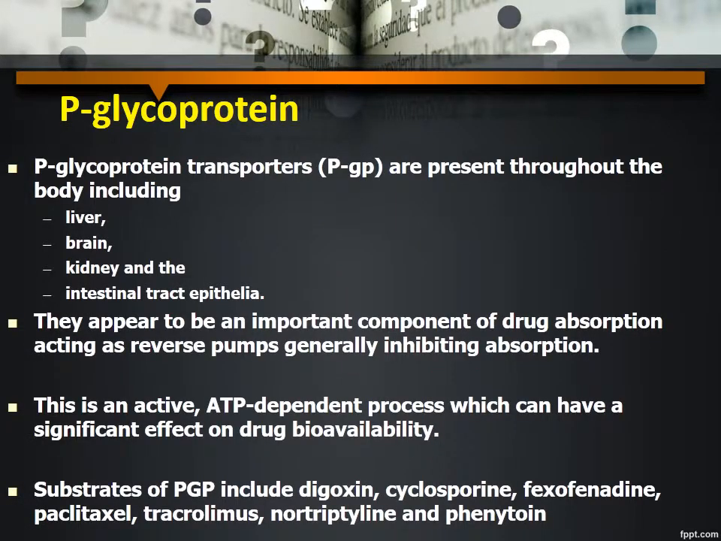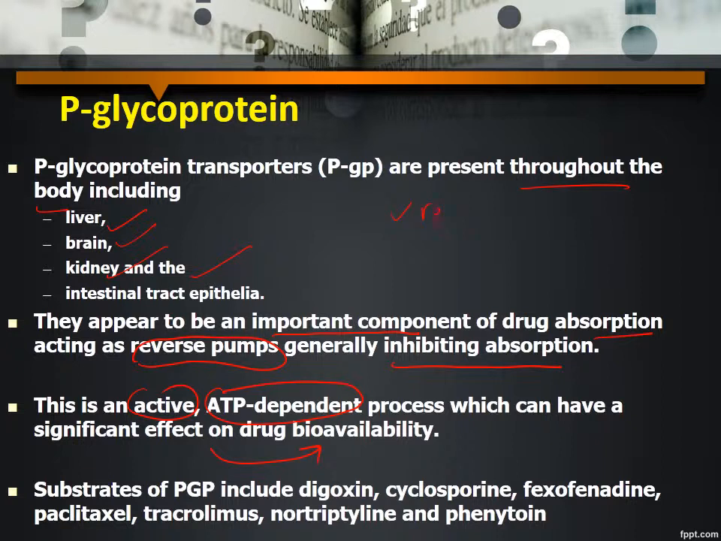P glycoprotein transporters are present throughout the body, including those in the liver, brain, kidney, and the epithelial in the intestinal tract. They appear to be an important component of drug absorption, as they act as a reverse pump to inhibit the absorption. This is an active ATP dependent process which can have a significant effect on drug bioavailability. So what is the key point for P glycoprotein?